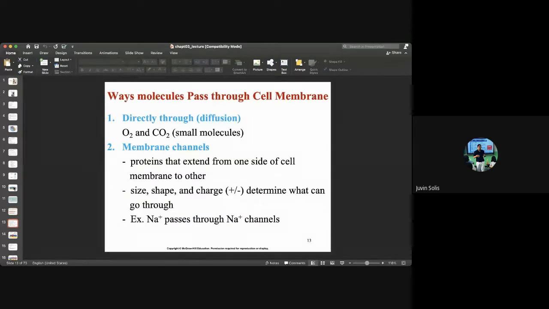Here are the ways molecules pass through the cell membrane. How do the different things get inside or outside of our cell? So first here we have what we call directly through, or the use of your diffusion. Are you still familiar with diffusion? Anyone? Do you still know what is diffusion? Or have we forgotten? Or have you not encountered this yet?